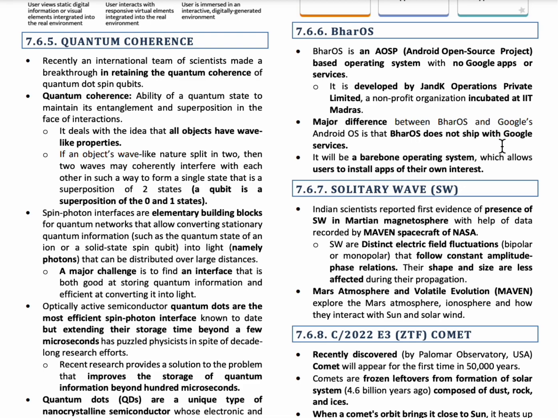The next topic is solitary wave. Solitary waves are distinct electric field fluctuations that follow constant amplitude phase relations. Indian scientists have reported the first evidence of solitary waves in the Mars magnetosphere with the help of data recorded by MAVEN, that is, Mars Atmosphere and Volatile Evolution spacecraft by NASA.